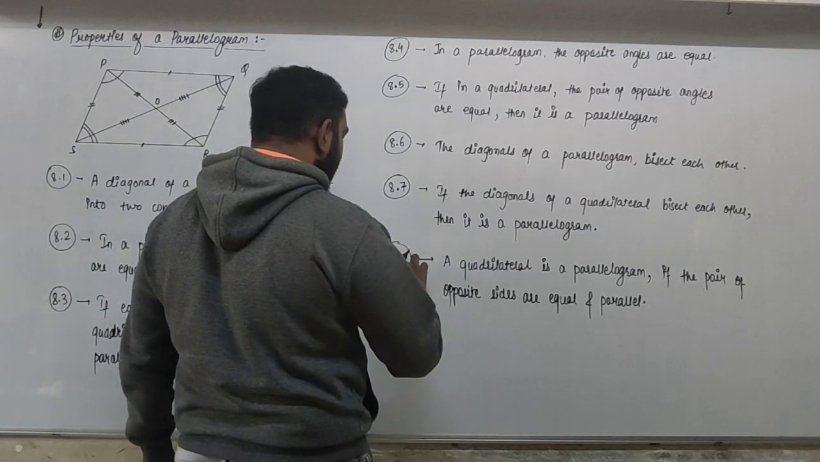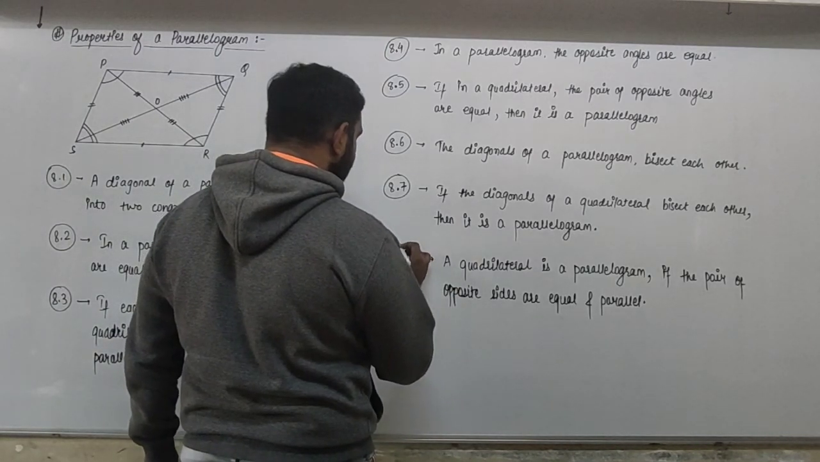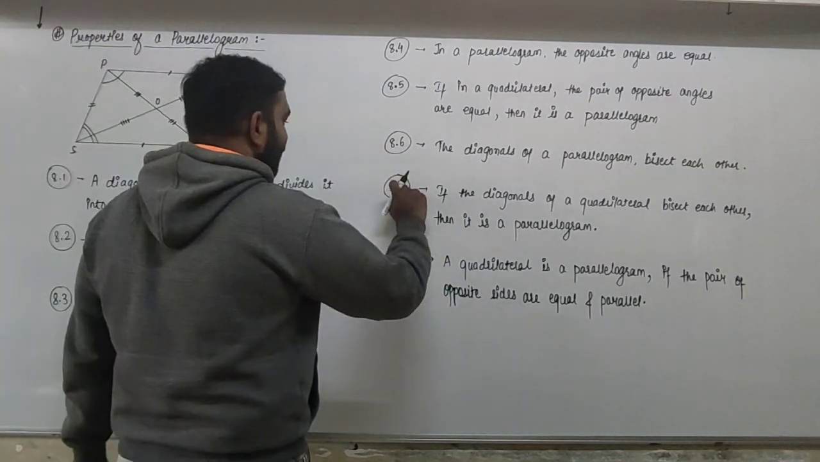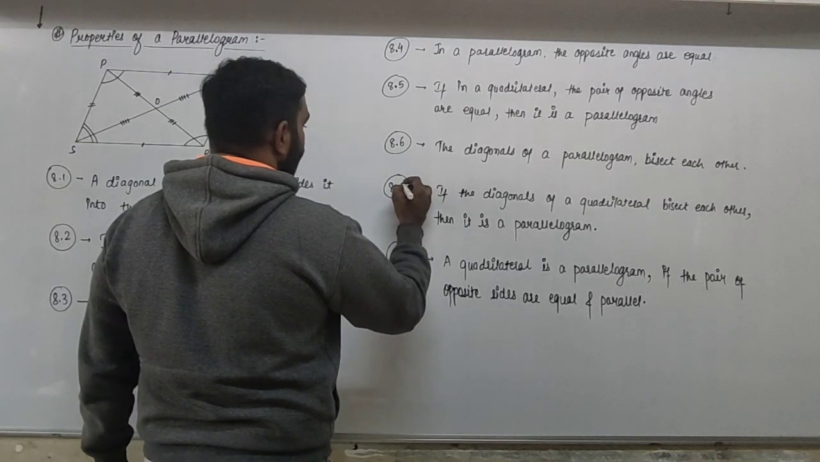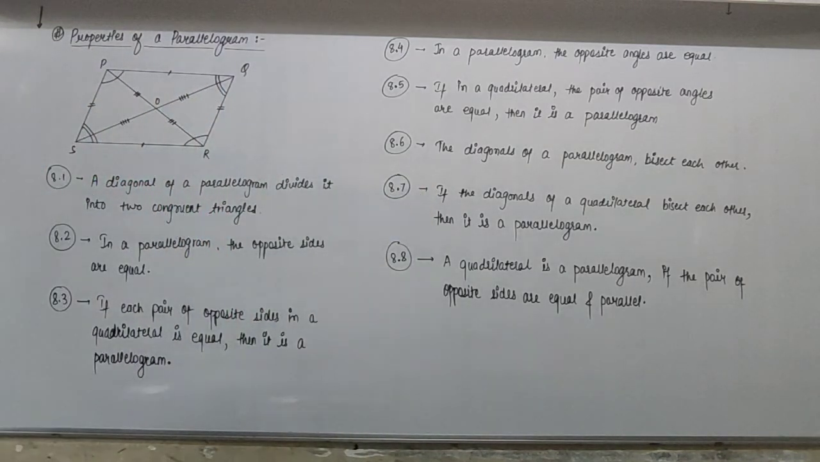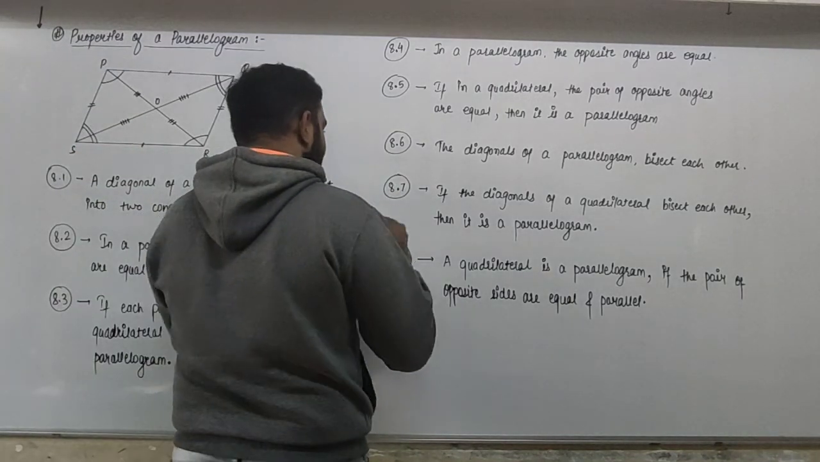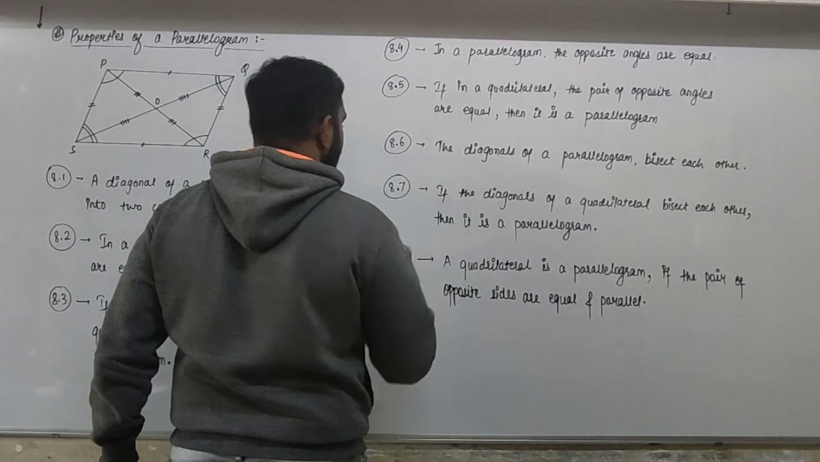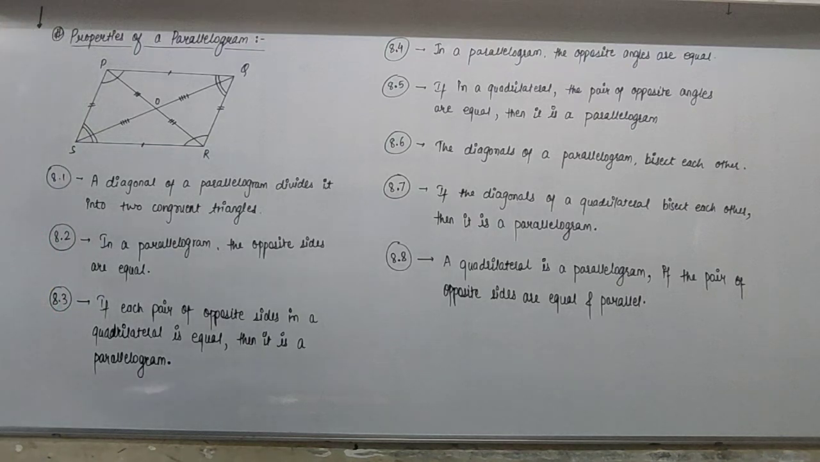Which quadrilateral can be called a parallelogram? When a pair of opposite sides are equal and parallel. If that is not so, you cannot call it a parallelogram. One thing to keep in mind: only if opposite sides are equal and parallel can you call it a parallelogram, otherwise it is just a general quadrilateral. So these are the 8 basic points, the properties of a parallelogram that are described in this chapter in the form of theorems.